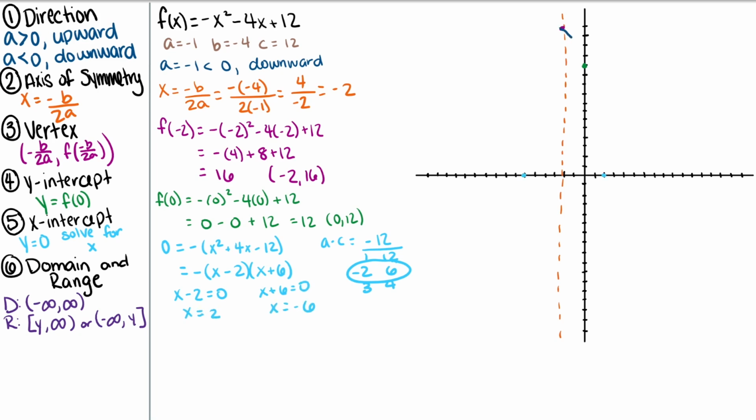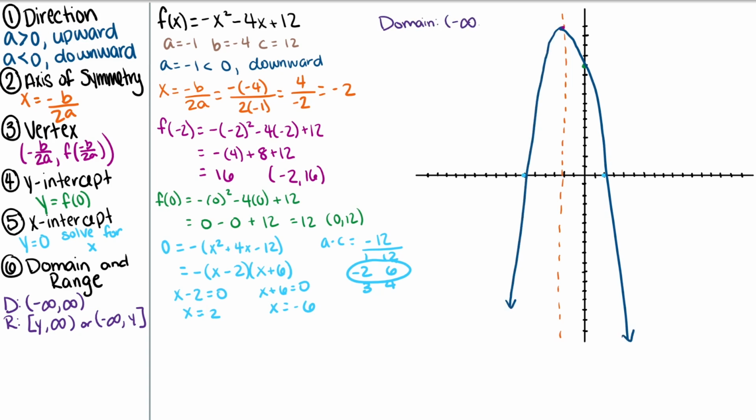So now we'll graph our parabola using all of these features. Our domain is negative infinity to infinity. Since our graph opens downward, our range is from negative infinity to 16. It stops at our y-coordinate for our vertex.